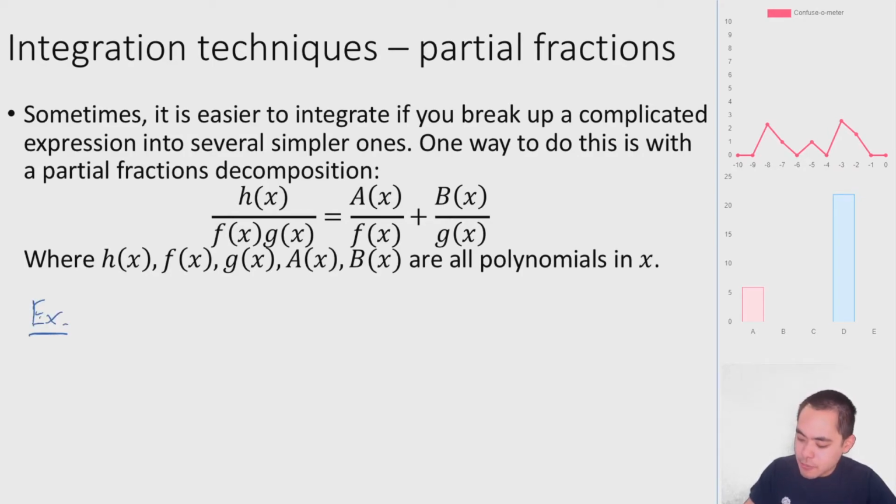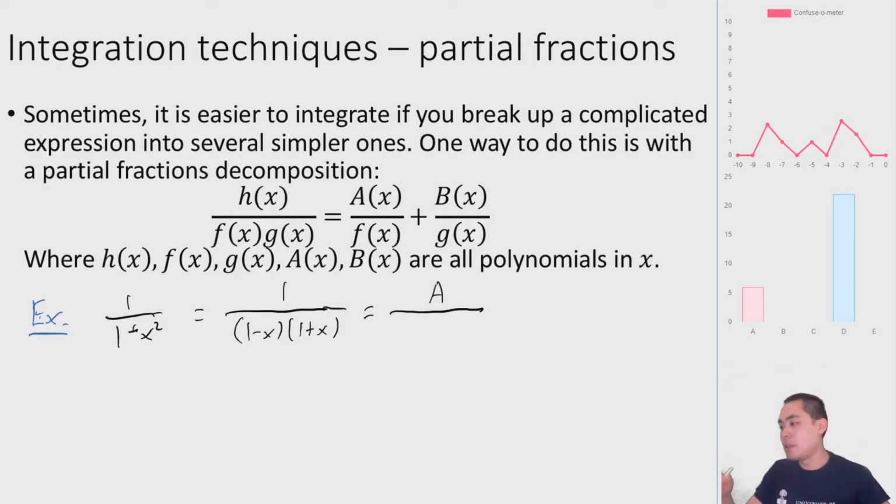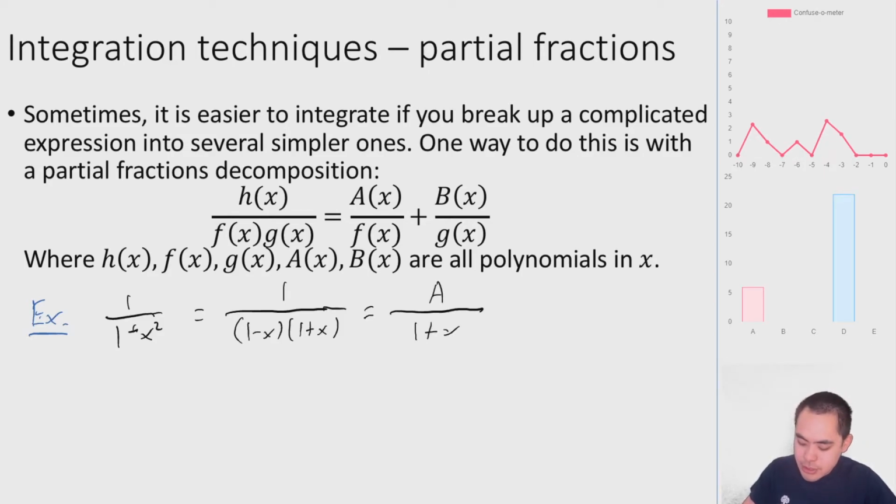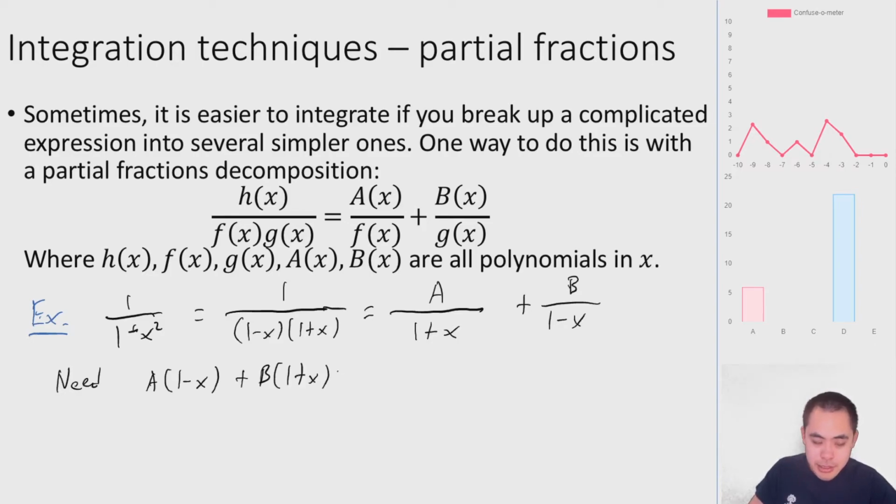If you have, say, 1 over 1 minus x squared, this is equal to 1 over (1 minus x)(1 plus x). And this is equal to some partial fraction by breaking up the denominator: a over 1 plus x plus b over 1 minus x. What exactly it is you don't really know, but you can solve for a and b. So you need a times (1 minus x), just by multiplying together the fractions, plus b times (1 plus x) is equal to 1. And so you get a plus b plus x times (minus a plus b) is equal to 1. And you have to match up the different variables.